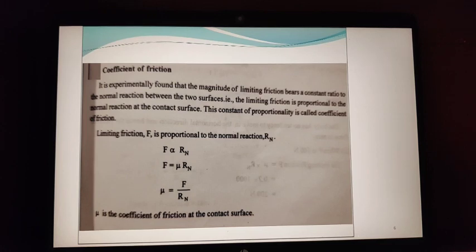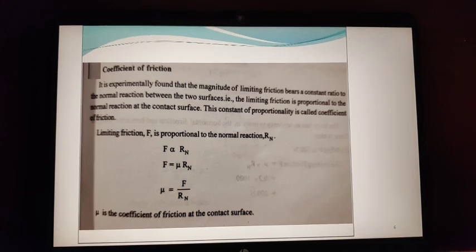Next are the terms used in friction. The first one is the coefficient of friction. The magnitude of limiting friction bears a constant ratio with the normal reaction. So this ratio is known as the coefficient of friction. This coefficient of friction is given the notation mu.